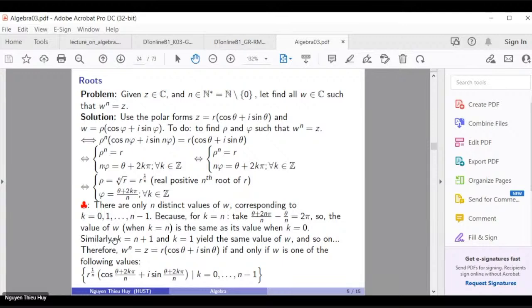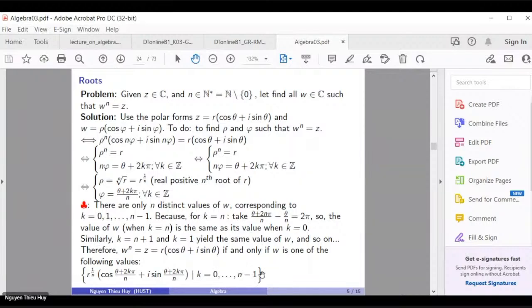So I write down here. I should rewrite the value here. The modulus should be r to the power 1 over n, and the argument is cos of theta plus 2k pi over n plus i sine of theta plus 2k pi over n, where k runs from 0 until n minus 1. This is not a single value. This is a set containing n distinct values. Therefore, we have to write it as a set.